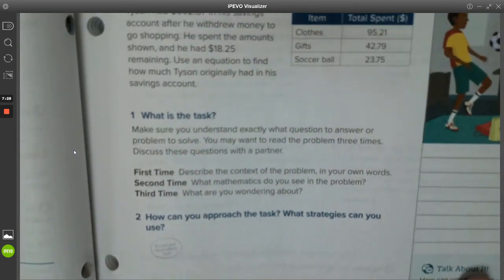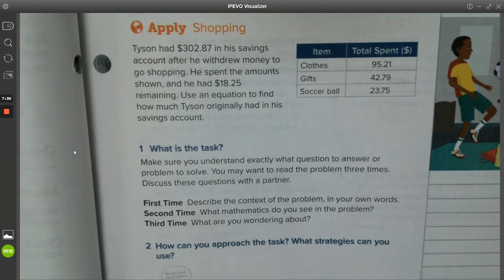So let's take a look at our apply problem. As usual, please email me your answer when you've got it. Tyson has $302.87 in his savings account after he withdrew money to go shopping. He spent the amounts shown and he had $18.25 remaining. Write an equation to find how much money Tyson originally had in his savings account.